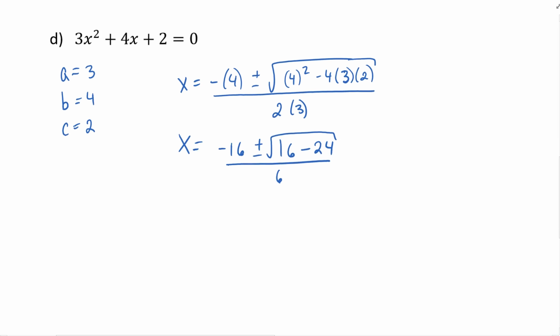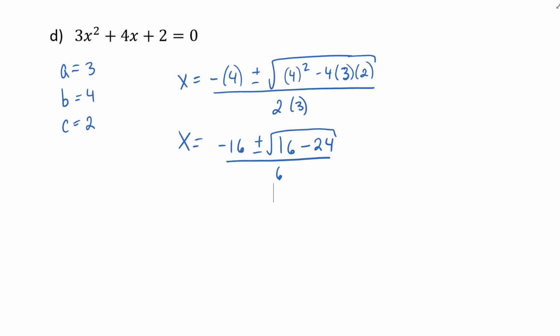Now at this point you should start looking at that discriminant. What's going on under the root? Negative 16 plus or minus the square root of 16 minus 24. That gives us the square root of negative 8 over 6. And at this point you should be saying there's a problem. Did we make a mistake? No, but we do have a negative value under the root. So why is this a problem?